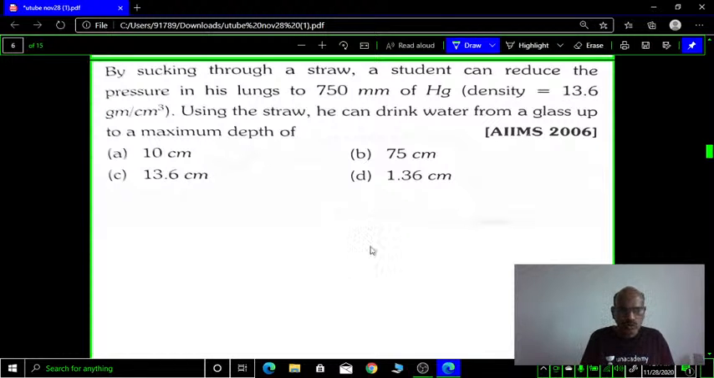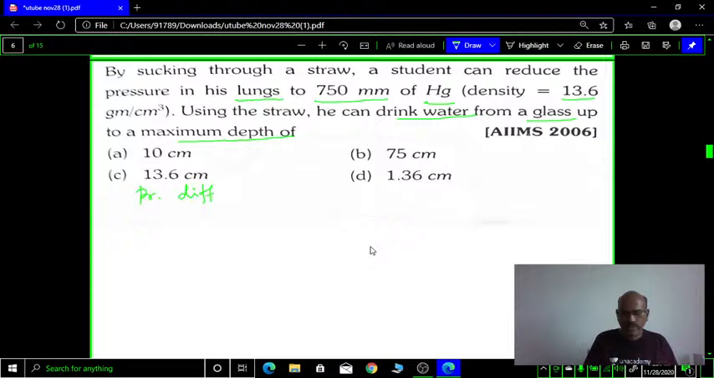By sucking through a straw, a student can reduce the pressure in his lungs to 750 millimeter of mercury level. Density of mercury is given. Using the straw, he can drink water from a glass up to the maximum depth of how much? They are asking the maximum depth, how much he is able to suck water. By sucking through a straw, a student can reduce the pressure in his lungs to 750 mm of Hg. What is the atmospheric pressure then? 760.